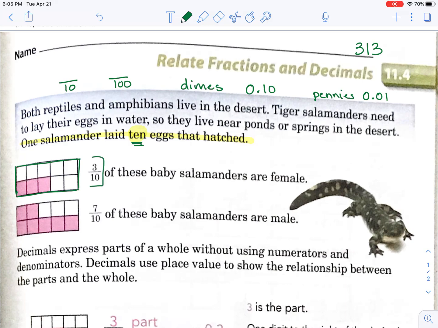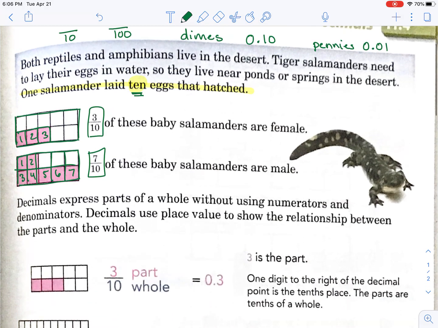It says 3/10 of the baby salamanders are female. Do you see that? 1, 2, 3/10 are female. 7/10 are male. Okay, so 3 out of all those eggs were born baby girls, and 7 of them were born baby boys. So we have 1, 2, 3, 4, 5, 6, 7. 1, 2, 3. Do you see how that's 3/10 up top for the girls, and then 7/10 for the boys? Now here's how it relates to a decimal.